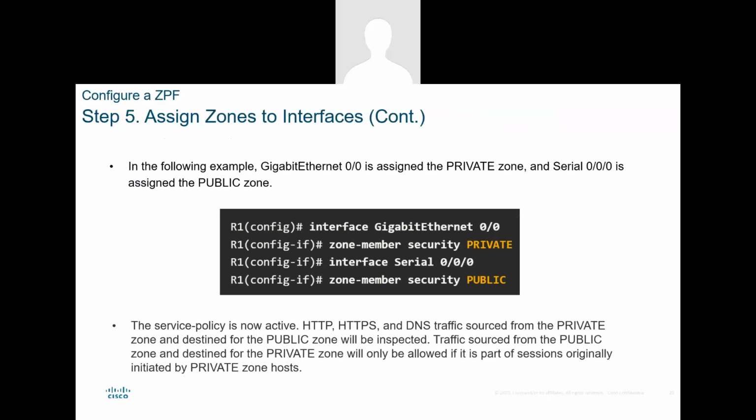Now, once again, the reason this is important is that without these zone assignments, the firewall rules will not take effect. Now that we've assigned our interfaces, the traffic is evaluated against that zone pair policy. So now we've got a fully configured ZPF. We're ready to enforce our security policies.